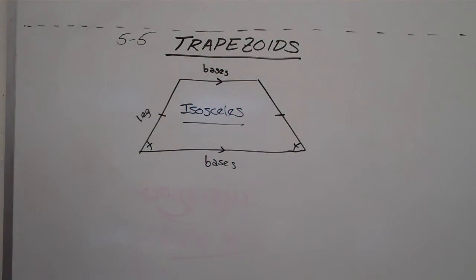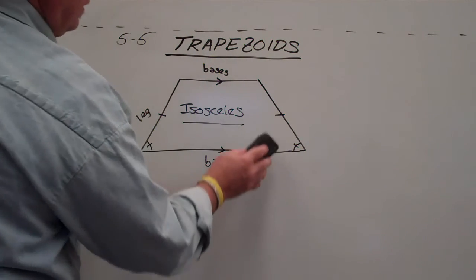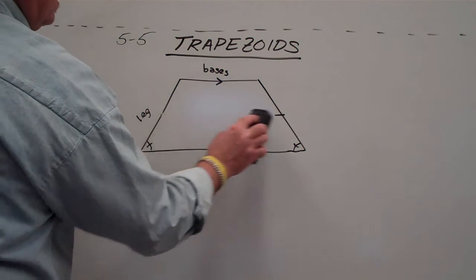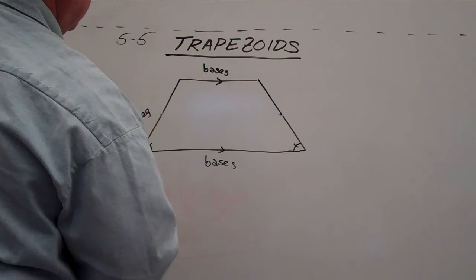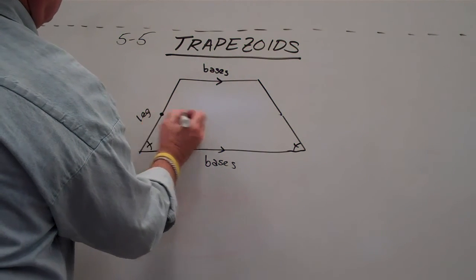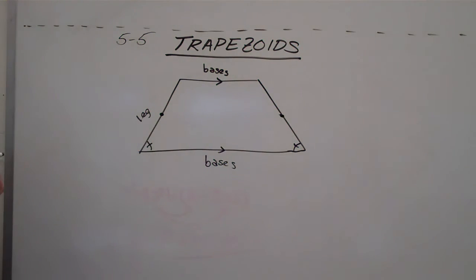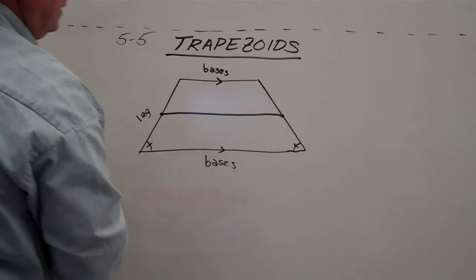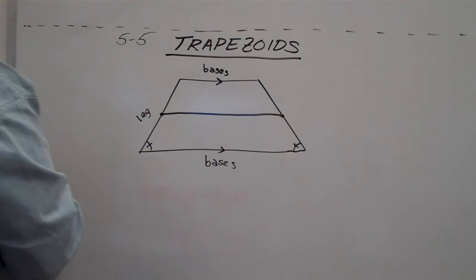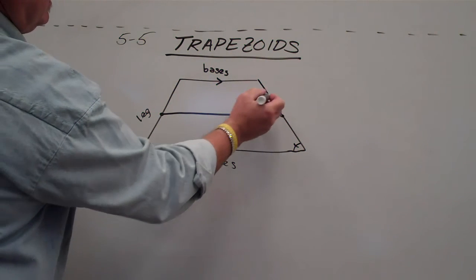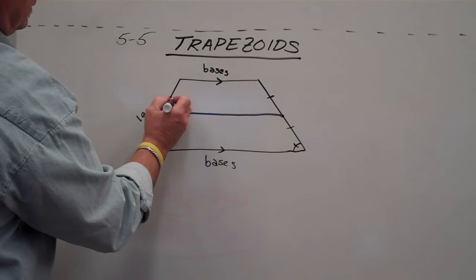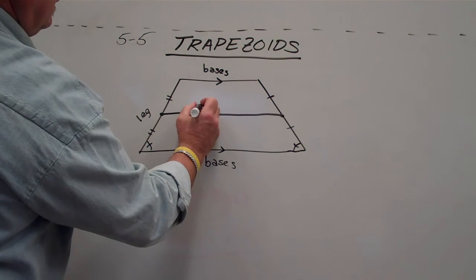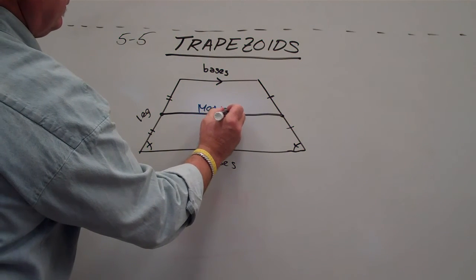Now, we can also, in a trapezoid, regardless of whether it's isosceles or not, have a line that connects the midpoints of each leg. And if we represent that with midpoints, we can connect these two midpoints here. And again, this means this. It doesn't necessarily have to be an isosceles trapezoid. And that line is called a median.